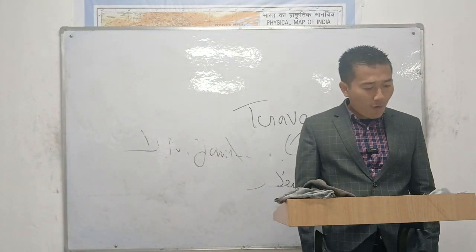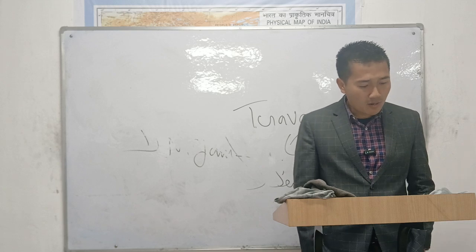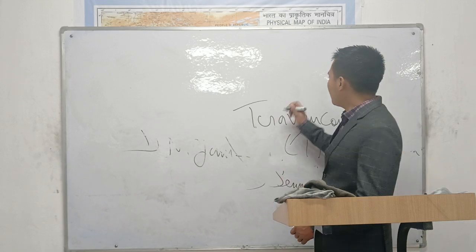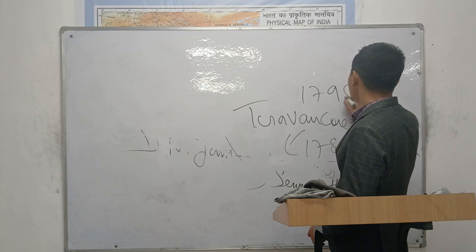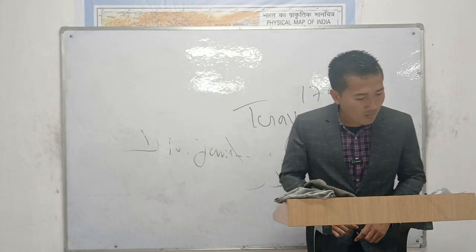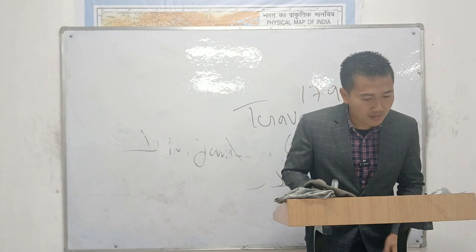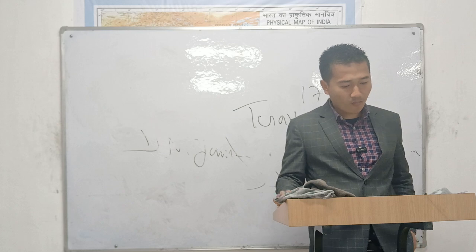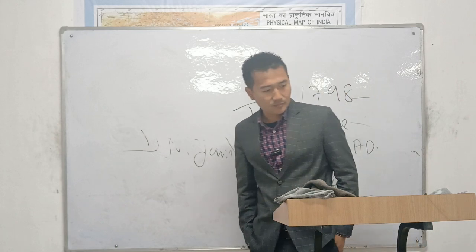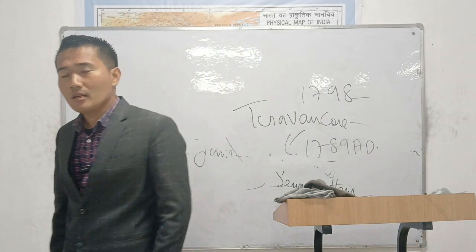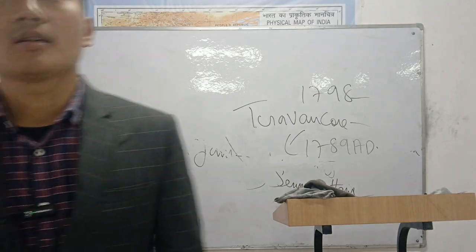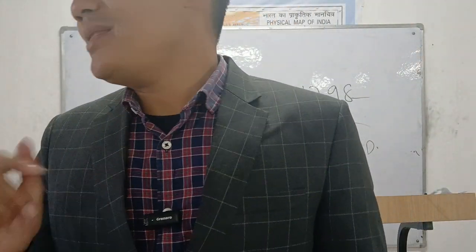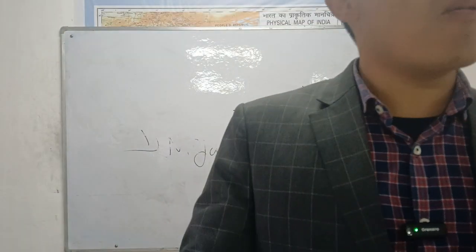The last battle, the Fourth Anglo-Mysore War, was fought in the year 1798. The only reason is like this. We all know when you lose a war, you want to take revenge, right? You want to recover it. So, Tipu Sultan never reconciled his losses. He wanted to take revenge.